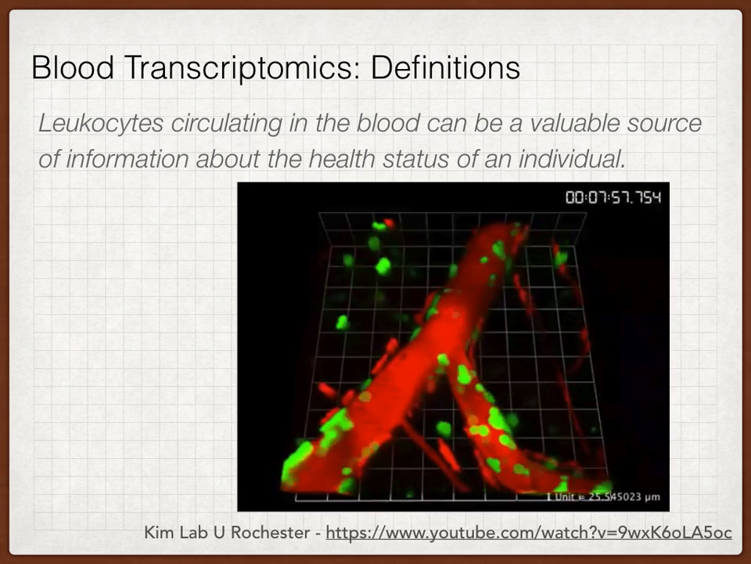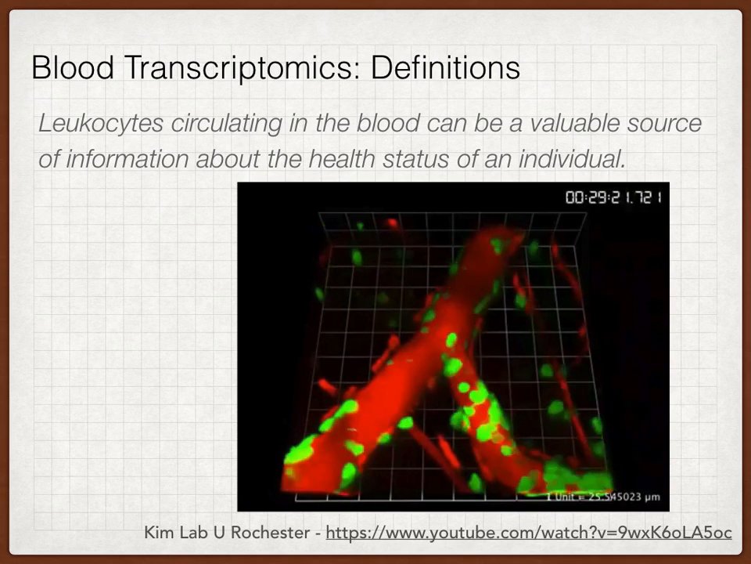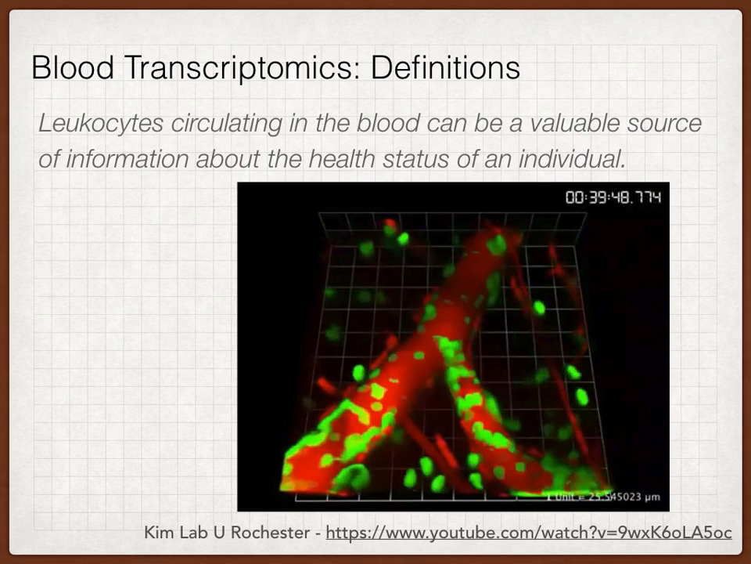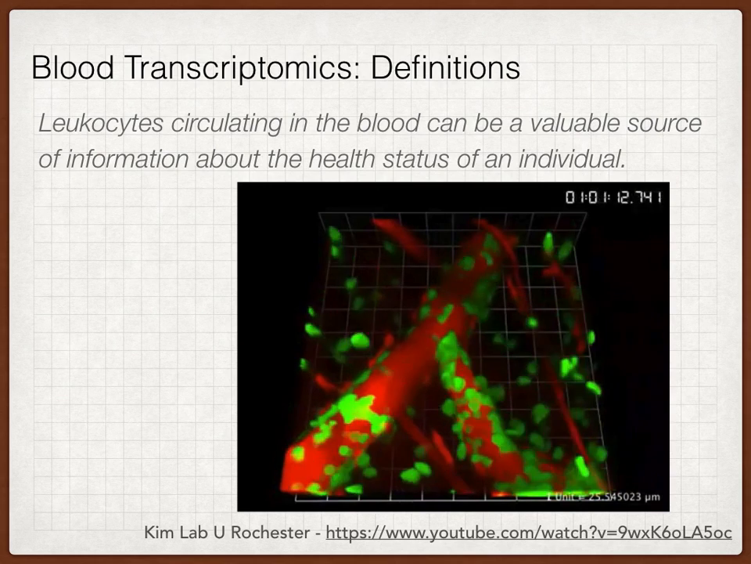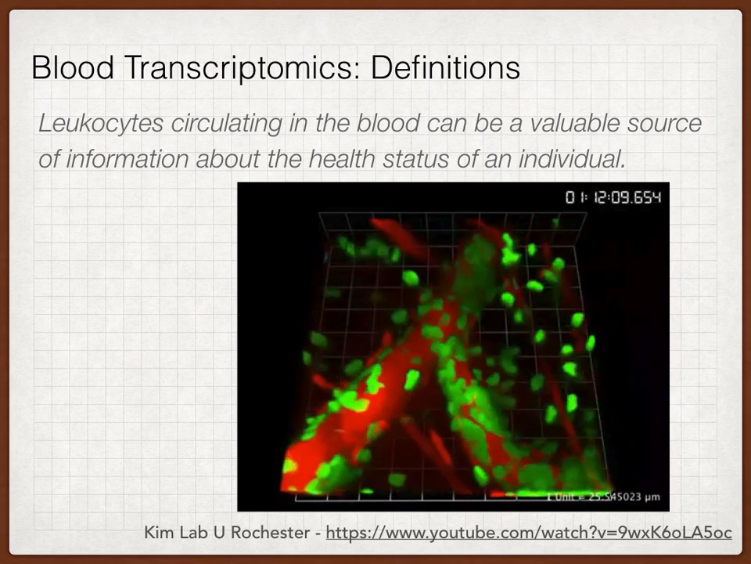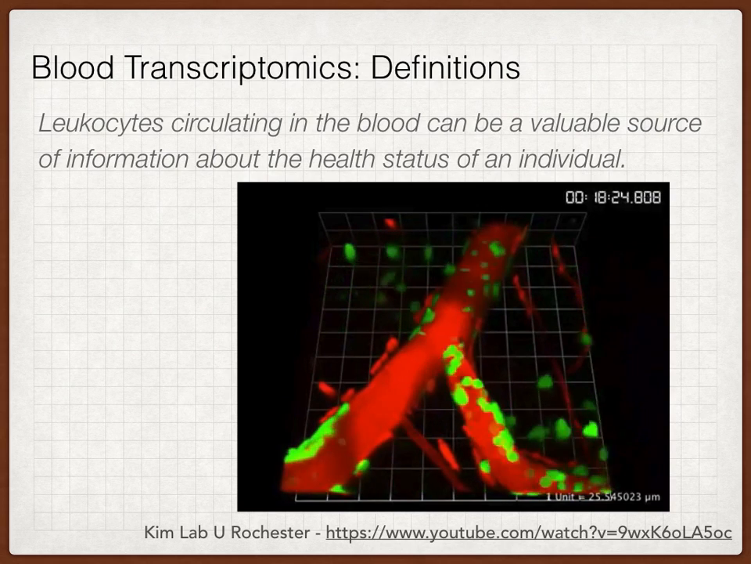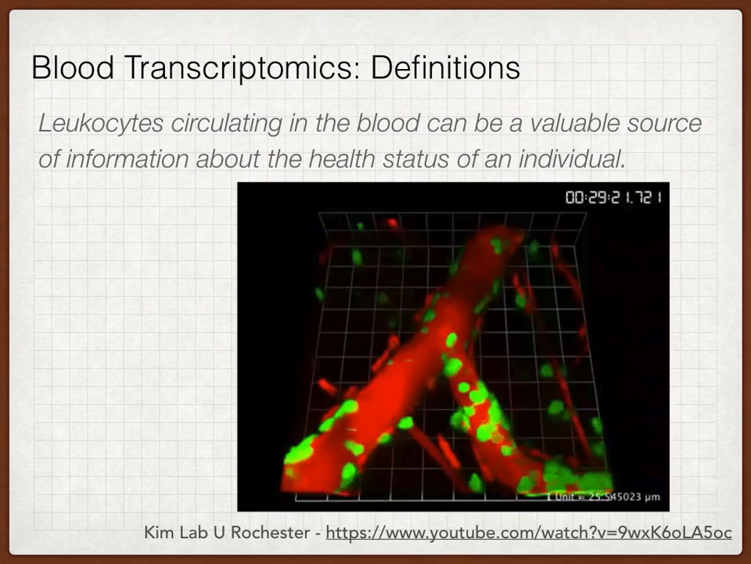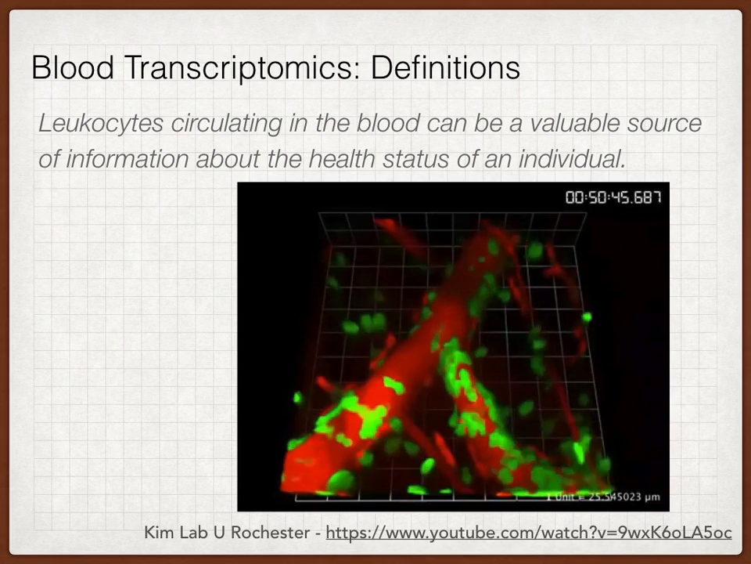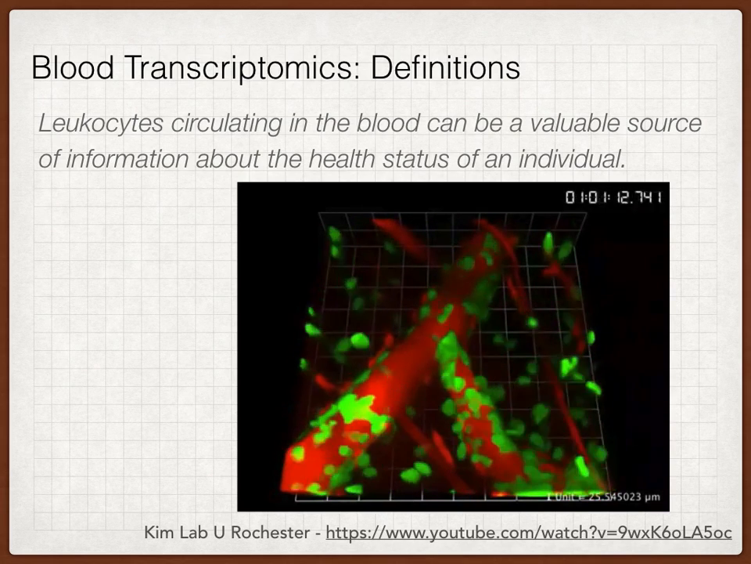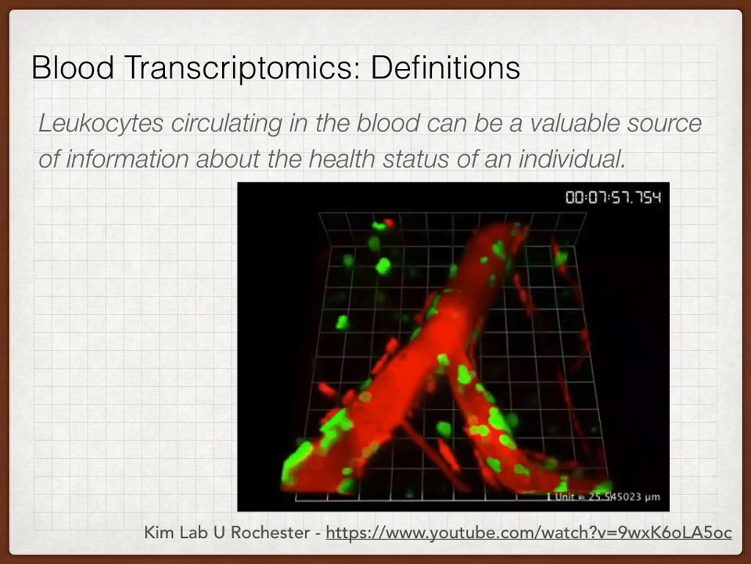Leukocytes that circulate in the blood can be a source of valuable information about the health status of an individual. They respond to immune stimulators, for instance pathogens, as well as endogenous processes such as inflammation. This video shows in a mouse blood neutrophils stained in green leaving the circulation to populate the surrounding inflamed tissues. Leukocytes can also in some circumstances migrate from tissues back into the blood circulation.